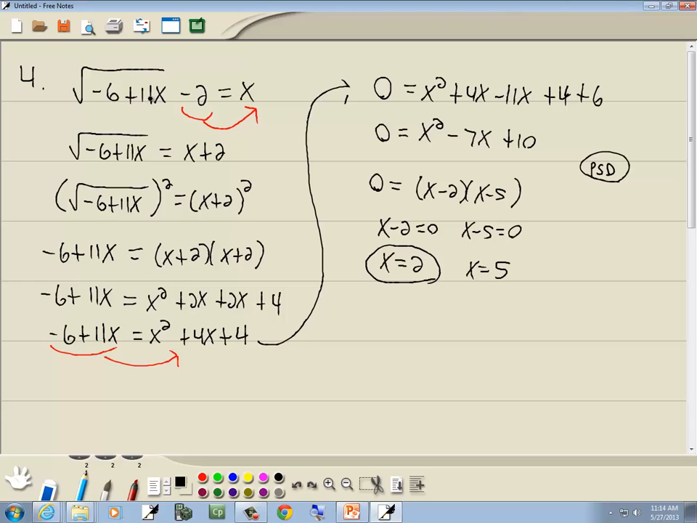11 times 5 is 55. Minus 6 is 49. Square root of 49 is 7. 7 minus 2 is 5. And if I put 5 over here, I get 5 equals 5. So it checks also. So those are our 2 answers.